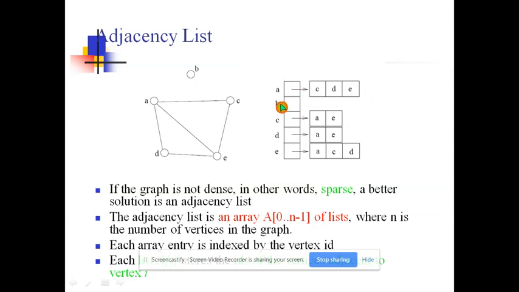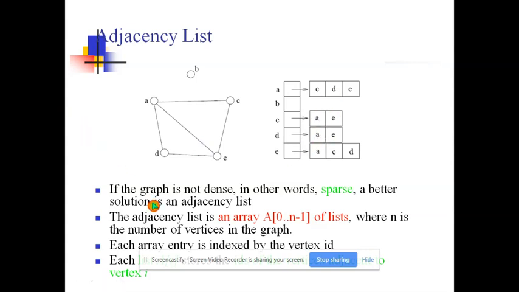Vertex B is an isolated vertex, so it is not adjacent to any other vertex, and the entries are nothing. Vertex C is adjacent to A and E, so the adjacency list corresponding to vertex C is A and E, and so on.